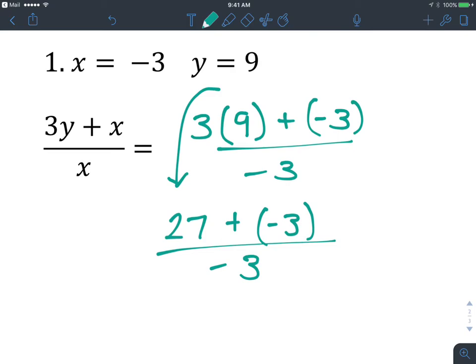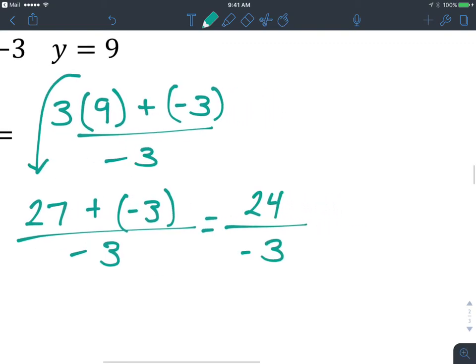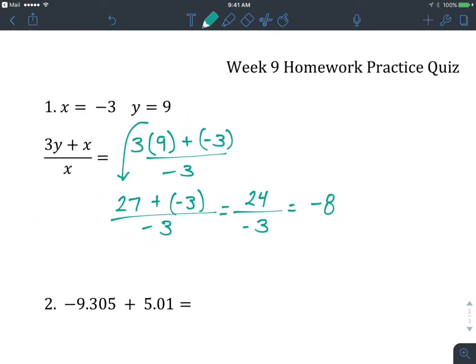So I'm going to do the 27 plus negative 3 next. Different signs means subtract the numbers. 27 plus negative 3 is going to give me 24. And now I can put that over negative 3. Now I'm ready to divide. 24 divided by negative 3 is negative 8. Don't forget the negative sign because there isn't another negative sign for it to cancel out with. So my answer for 1 is negative 8.